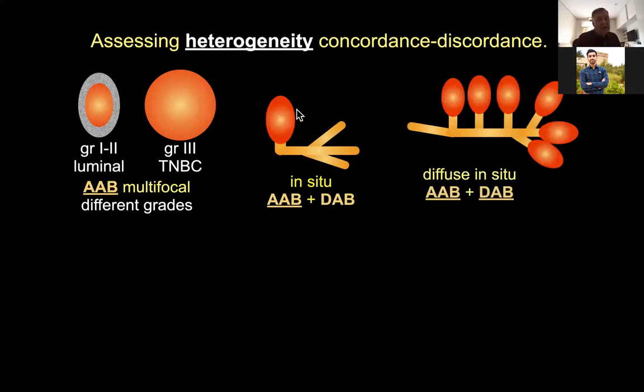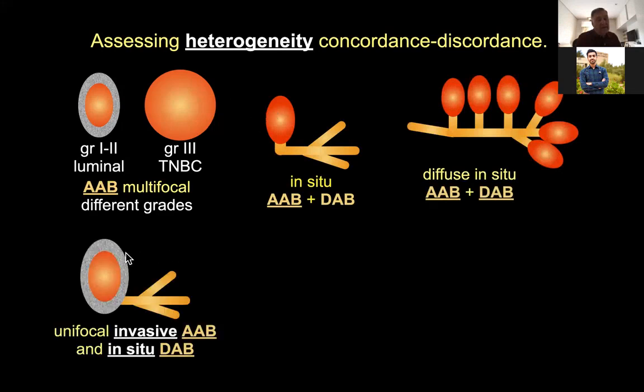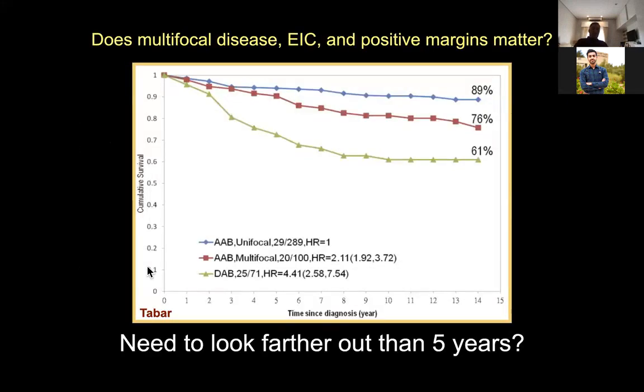You get a mixture of DCIS and invasive. You can get a mixture of invasive and DCIS. And so you can have all sorts of mixtures of homogeneous and heterogeneous cancers. Now, here's why I believe it's important that we detect these so-called DCIS components and multifocal disease.